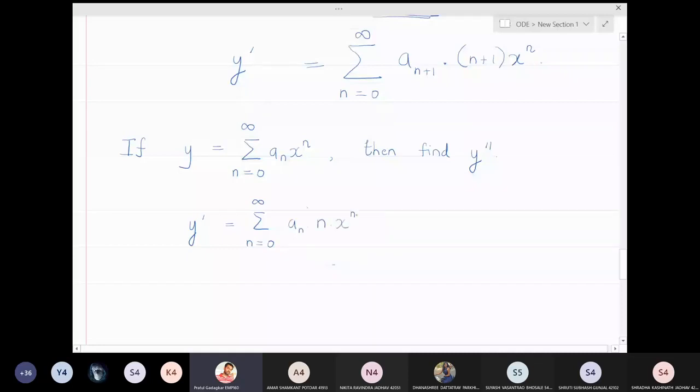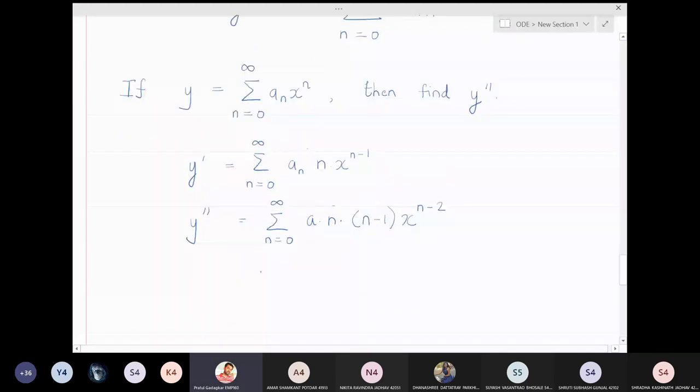And what is the double derivative? y double dash is equal to summation 0 to infinity a n into n into n minus 1 x raised to n minus 2. Now here you understand that if I put n equal to 0, this entire expression will become 0. If I put n equal to 1, again the entire expression will become 0, because n minus 1 will become 0.